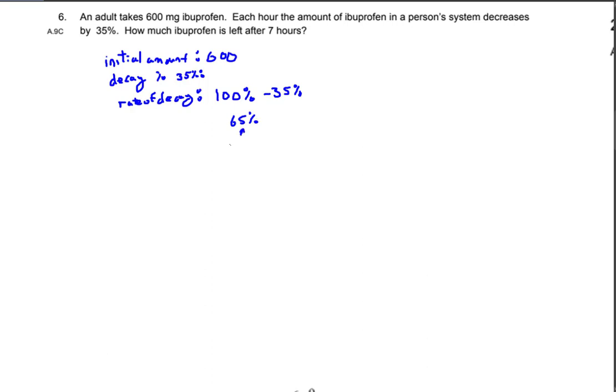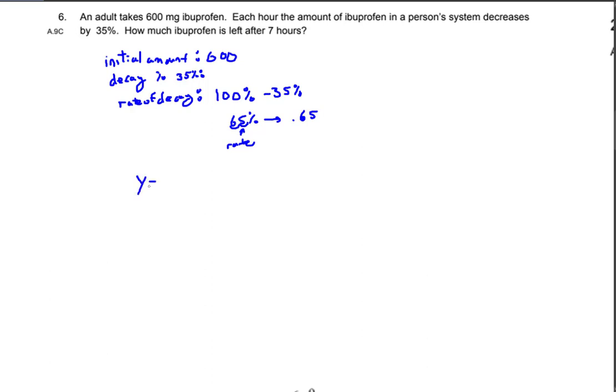So this is once again my decay rate, my rate of decay. Now I want to turn that into a decimal. The way you turn these into decimals, you start where the decimal is, at the end, and move it 2 to the left. So it's going to be 0.65. My decay rate expressed as a decimal is 0.65. In this case, I have all the things I need.